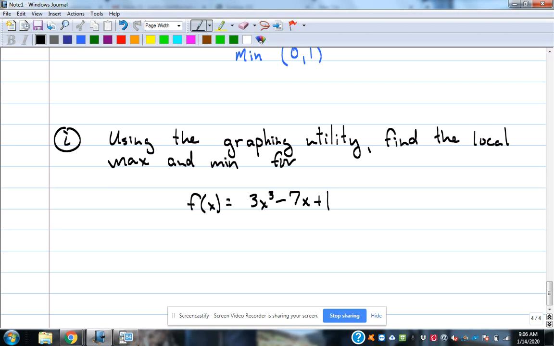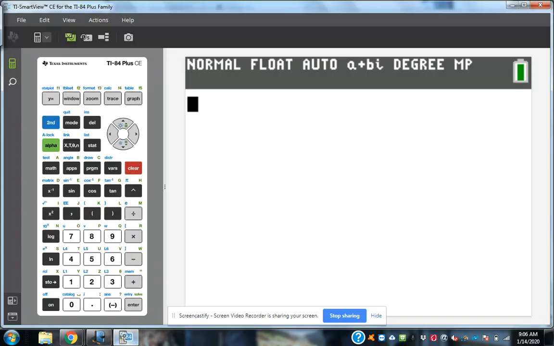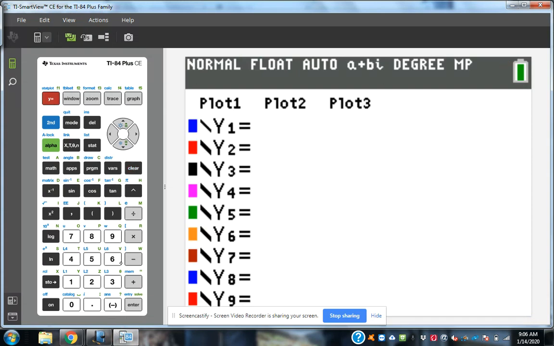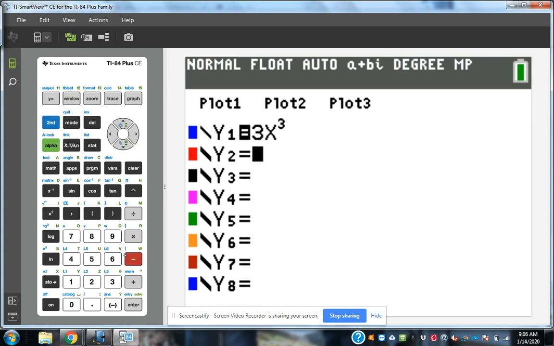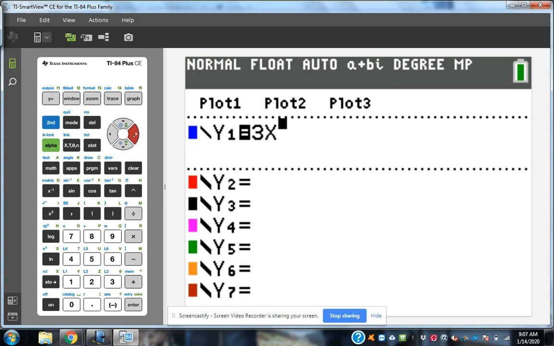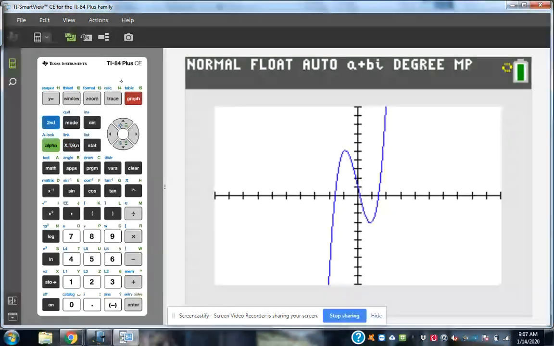All right, so we've got a graphing calculator. We want to use it to help us find the local maxes and mins. So we're going to graph that equation, 3x to the third minus 7x plus 1. I'm going to go to y equals 3x raised to the third minus 7x plus 1.